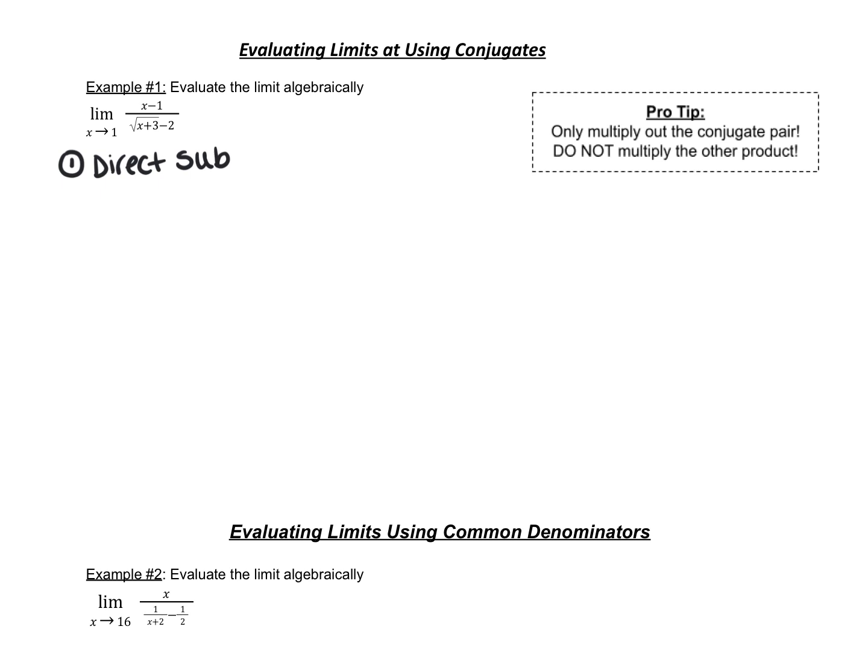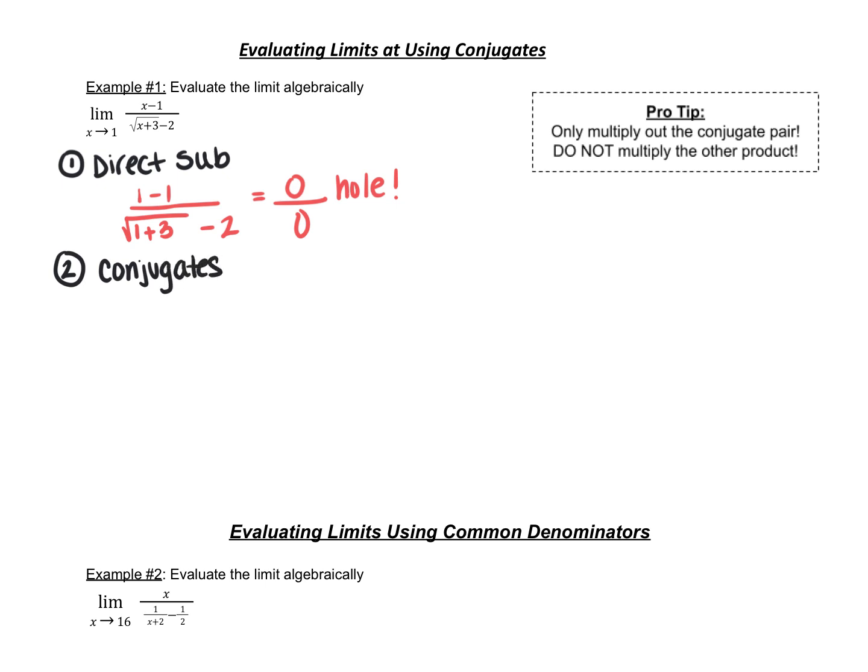So we're going to plug in 1 minus 1, square root, 1 plus 3 minus 2. So we know 1 minus 1 is 0. We know the square root of 4 is 2. 2 minus 2 is also 0. So we have 0 over 0. That must mean we have a hole and an indeterminate form. So we now have to use one of the techniques. We obviously can't factor like we did yesterday, but I have radicals. So we're going to use conjugates to simplify.